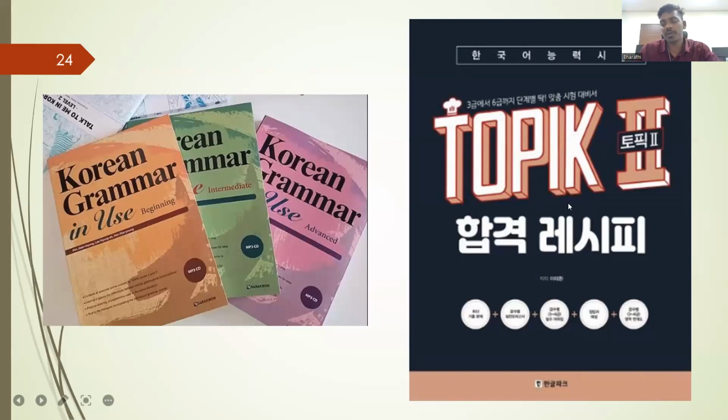And this book is Topik Recipe. This has English translation, but in most places they used the Korean language to explain. But this book is very good for the reading section. If you study this book, you can easily learn new words and some advanced words also. And this is very helpful for reading.